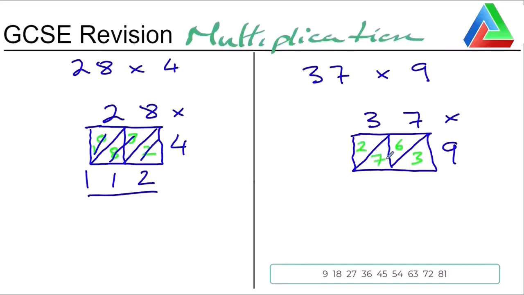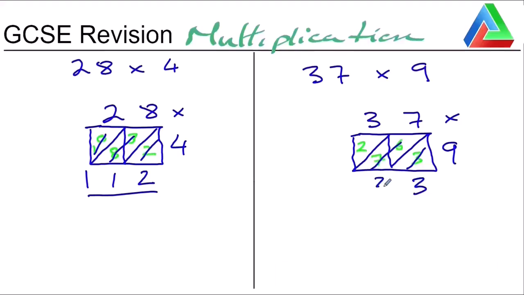Now we add up in the channels. So here, this channel has a 3, so we write 3. This channel has a 6 plus a 7, which is 13, so we write down the 3 and carry the 1 into the next column. And then 2 plus 1 is 3, so our answer is 333.